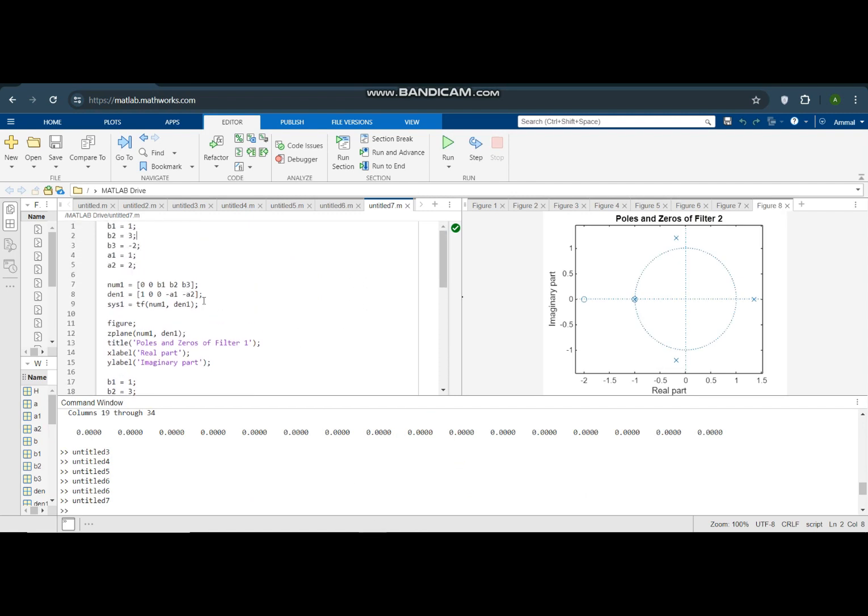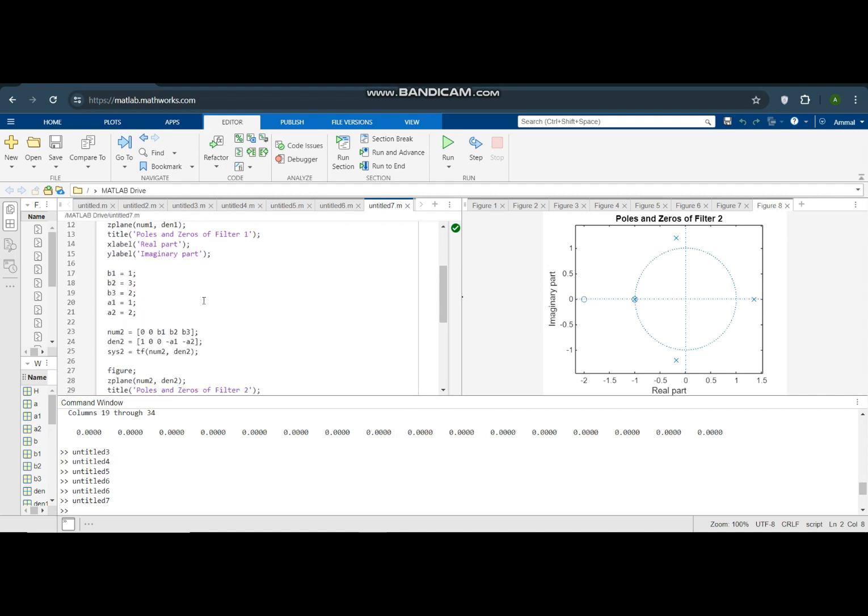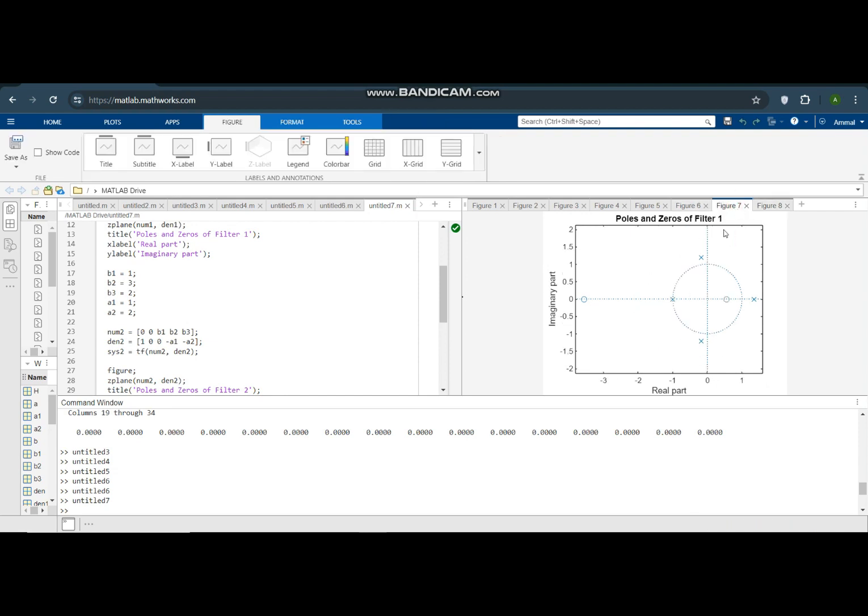Here, different numerator and denominator coefficients for the transfer function are provided, and we'll observe the pole-zero plot for it. Here we can see that poles lie outside the unit circle, which means the system will be unstable. And in this filter type also there are poles outside the unit circle, representing the instability of the system, whereas zeros do not contribute to the stability of the system.